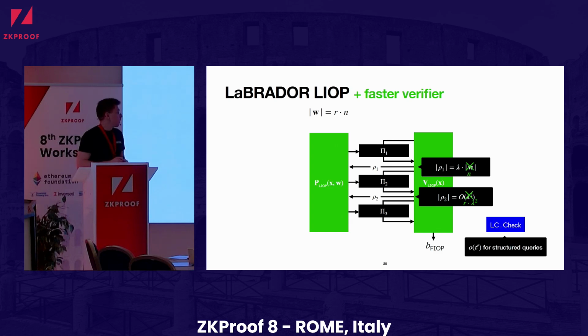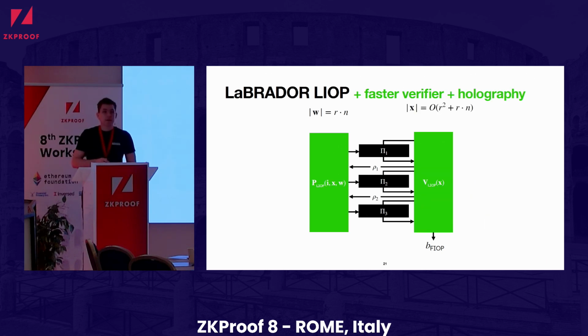And then you can also make the linear commitment scheme succinct in the check for structured queries. In general, you've seen before that the linear commitment check basically has to touch every bit in the entry. But it turns out that the queries that the Labrador LIOP uses are very structured, and so you can actually get away with either r or n many entries instead of r times n.